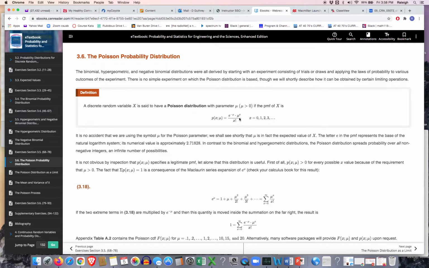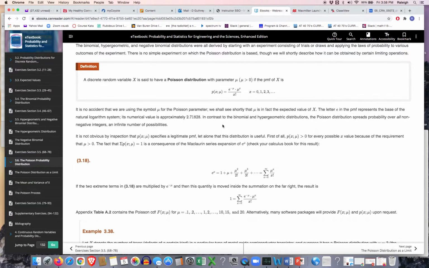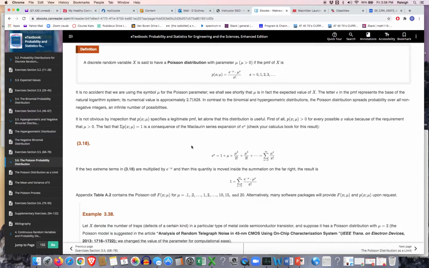So e to the minus mu times mu to the x divided by x factorial. They seem to come out of nowhere, but they actually derive it here in this book. Most books don't do that. Of course, you know what e is, 2.7, etc. And Poisson distribution spreads probability over all non-negative integers, an infinite number of probabilities. So possibilities starting at 0 without limit. There may be a practical limit, but we're not going to assign it.